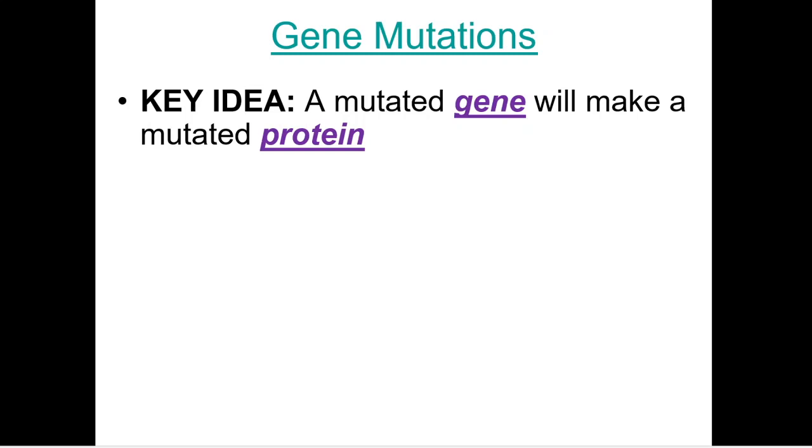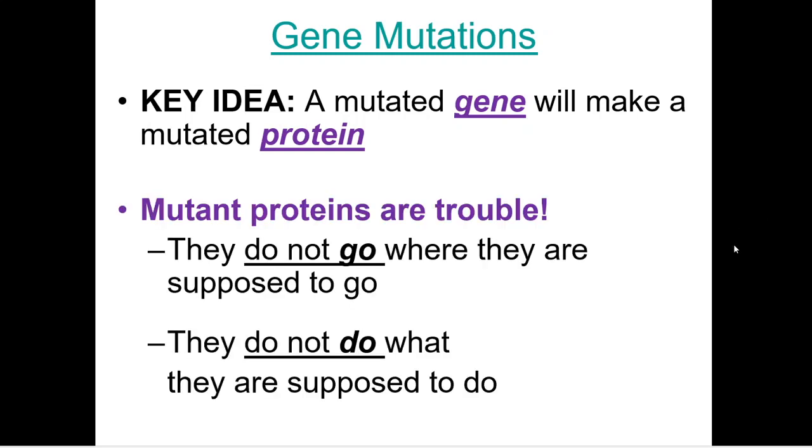Okay. Gene mutation. So key idea, a mutated gene will make a mutated protein, which is not good. We want the right proteins, okay? And mutant proteins are trouble. They do not go where they're supposed to go, and they do not do what they're supposed to do. And that's why we see all those different problems and issues with these diseases, okay?